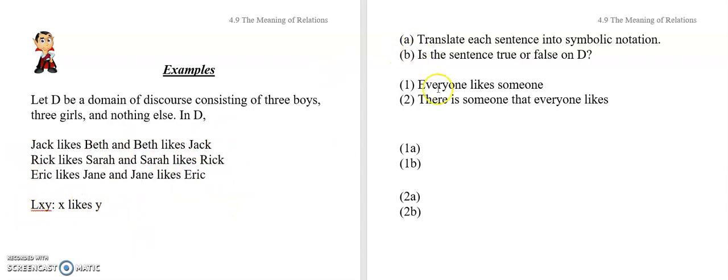So first thing I want you to do is, here's two sentences. I want you to translate those sentences into symbolic notation. So just do part A for sentence 1 and for sentence 2 right now. Pause.